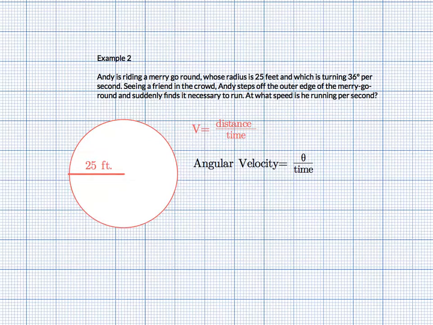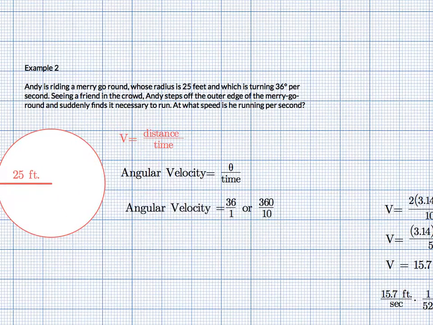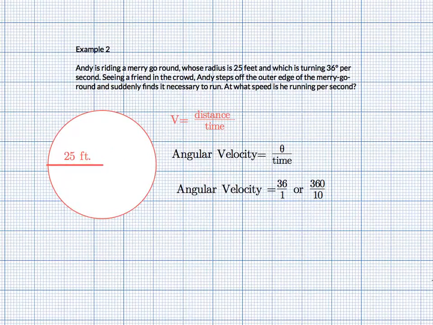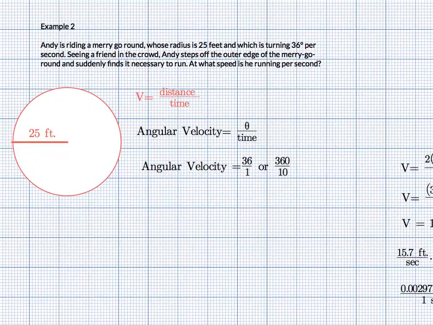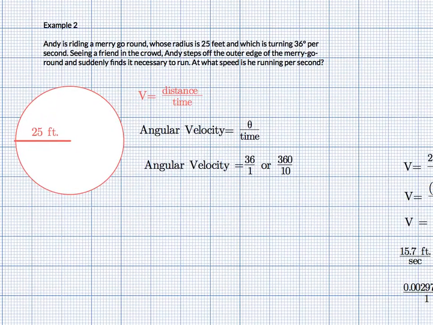We can find our angular velocity because we know that the merry-go-round is going 36 degrees per second. So we can represent the angular velocity as 36 over 1, or 360 degrees per 10 seconds. Since 360 degrees is an entire revolution of a circle, it could also represent the circumference of the circle. So we can plug this into our normal velocity equation.